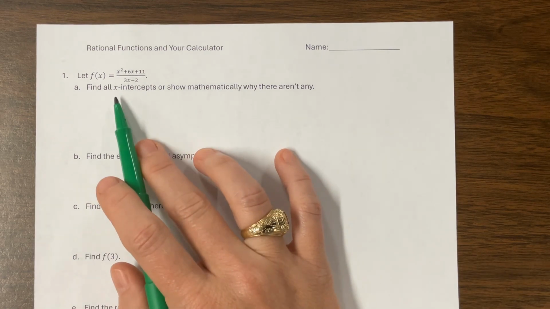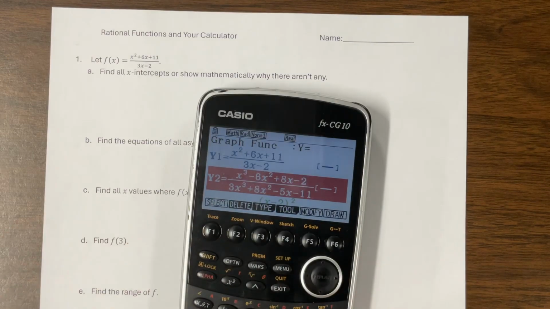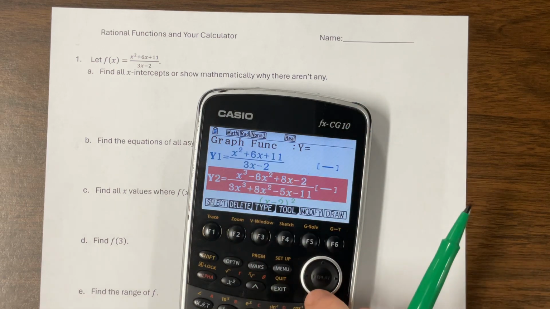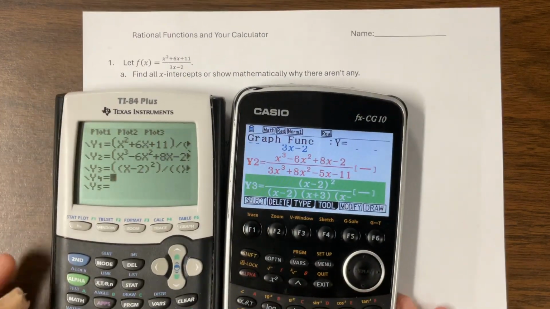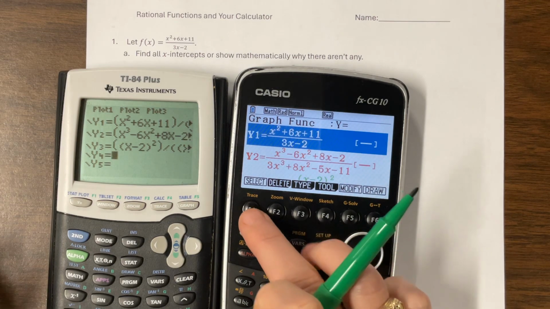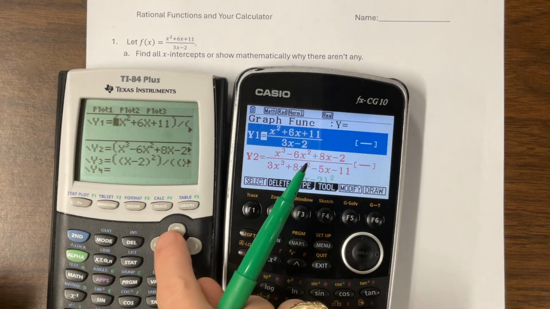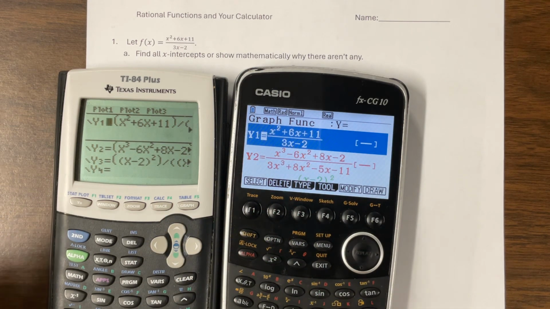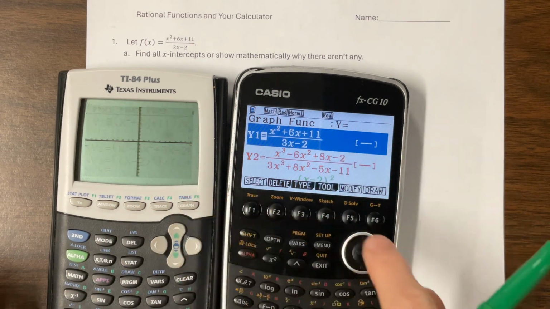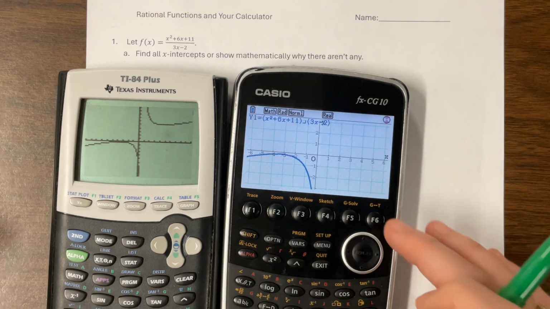Okay, so to begin with, find all x-intercepts or show mathematically why there aren't any. To save time, I already typed everything in. So you may notice they're all there, but it's not selected on this calculator. I turned it off over here. In order to turn on this first graph, I have to hit select, and when that equal sign is highlighted, that tells me I'm going to actually graph it. Same thing over here with the TI. So with the TI, I hit the graph button. With the CASIO, I can just hit enter, and then it'll graph, or I could hit draw.